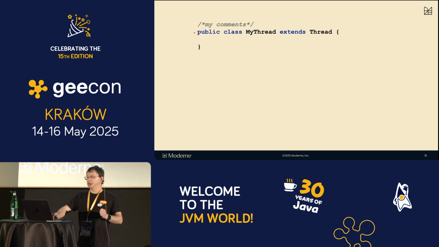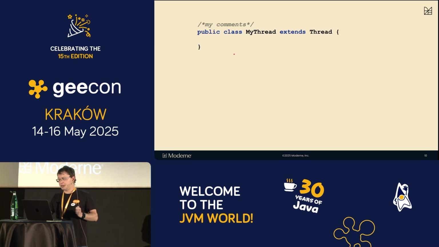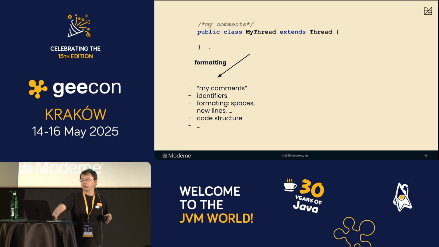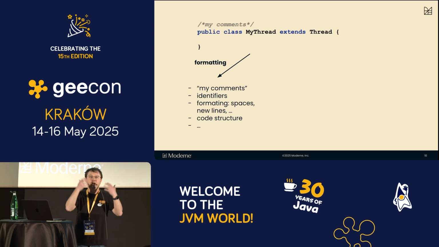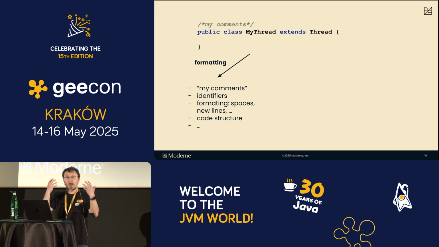Let's take this snippet of the code, and when we convert it to the LST tree, information regarding my comments, spaces between every keyword, the names of the classes, modifiers, and so on, will be preserved in a so-called syntactic part of this LST tree. So it preserves information about how this source code looks.